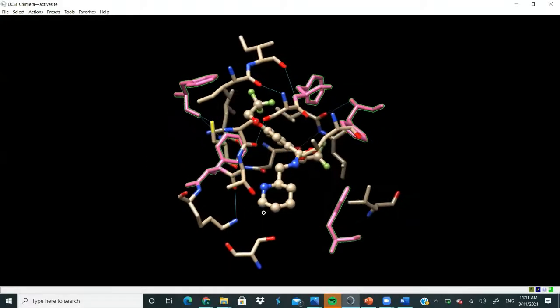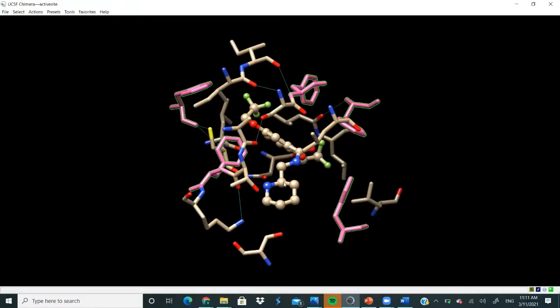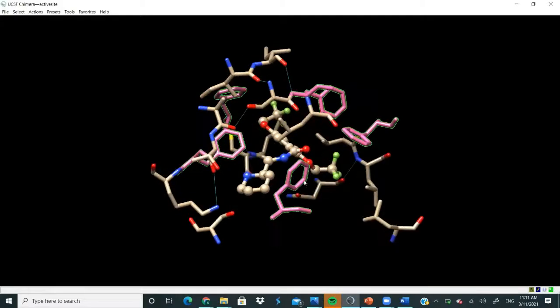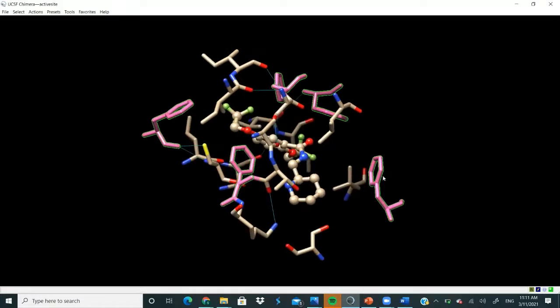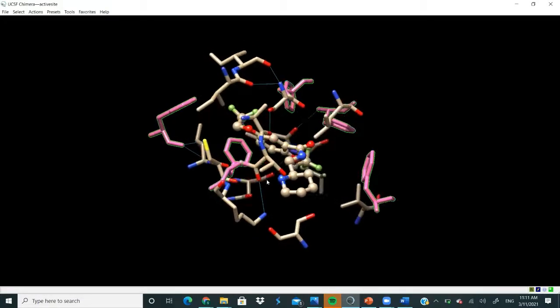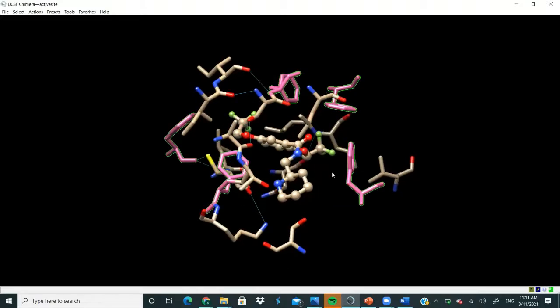Okay, so we can see, this is the pyridine ring of flecainide, and this is the phenylalanine that it's reacting with, and this is the hydrophobic edge of the pyridine that's reacting with phenylalanine. So this is one of the interactions that is basically responsible for binding flecainide to the sodium channel.